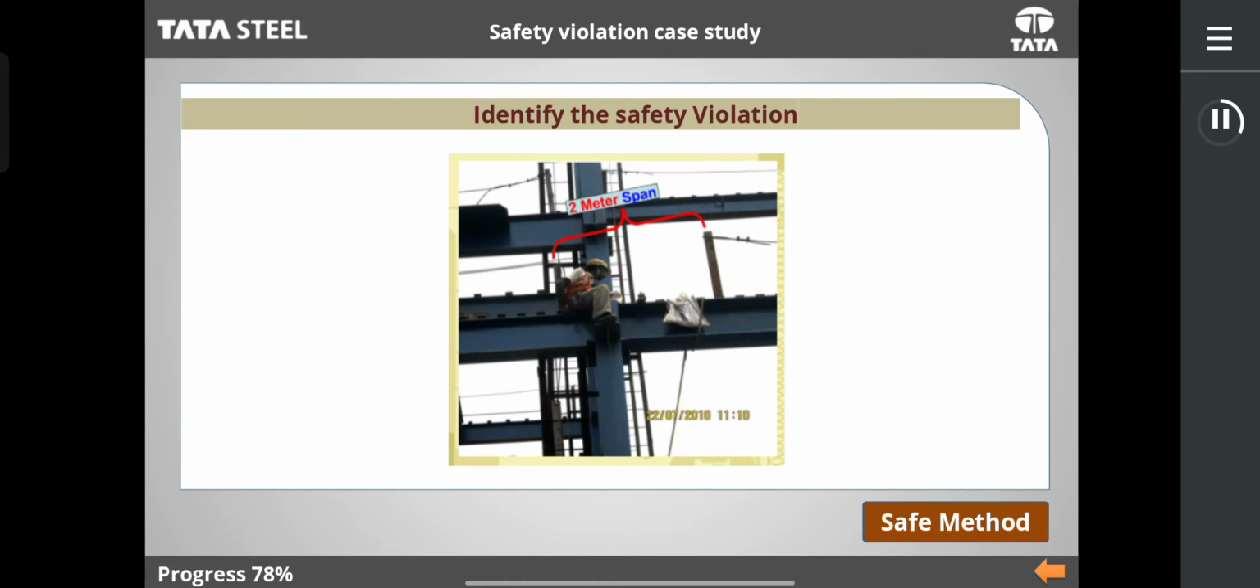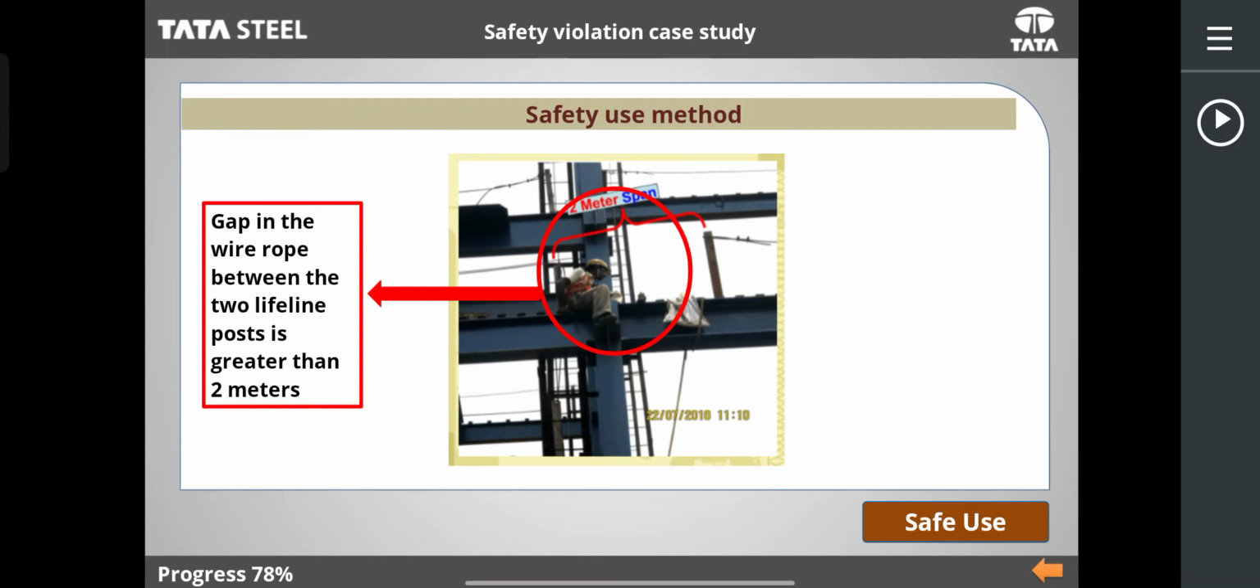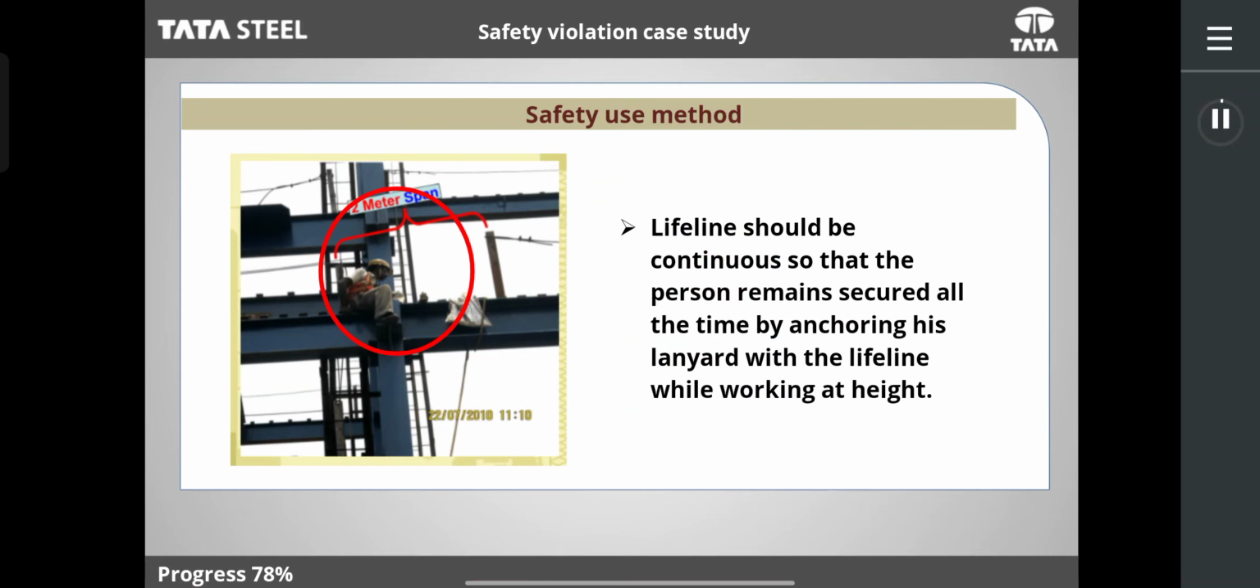Can you identify the area of safety violation? There is a gap in the wire rope between the two lifeline posts at a height of 10 meters. This appears to be greater than 2 meters. The person may fall when they try to move from one line to the other without anchoring his lanyard. Lifeline should be continuous so that the person remains secured all the time by anchoring his lanyard with the lifeline while working at height.